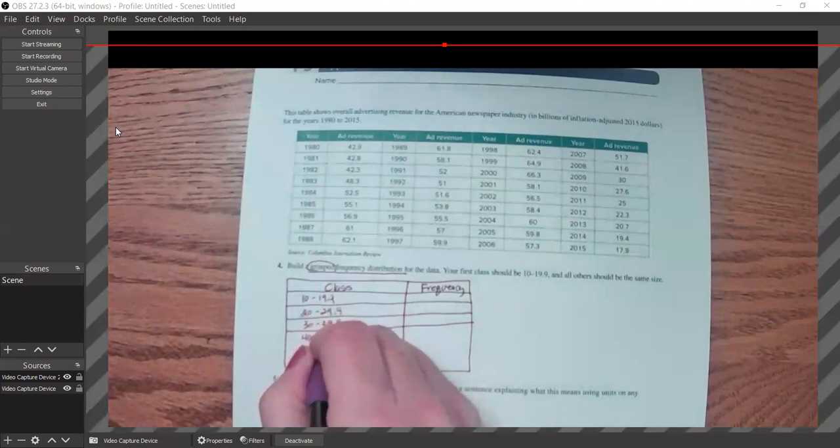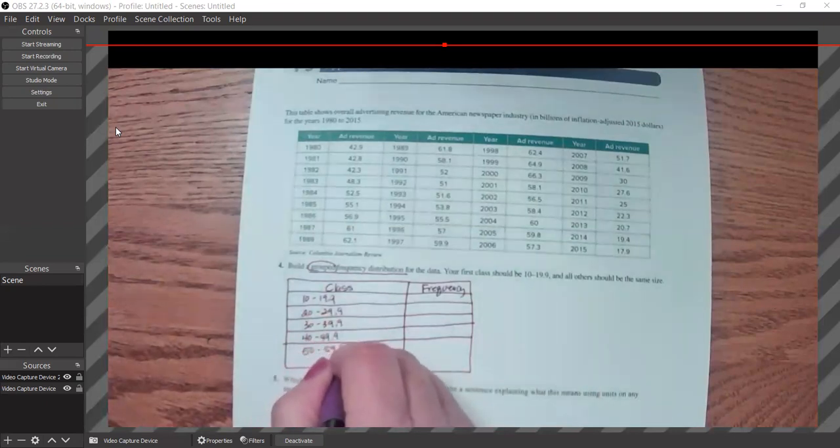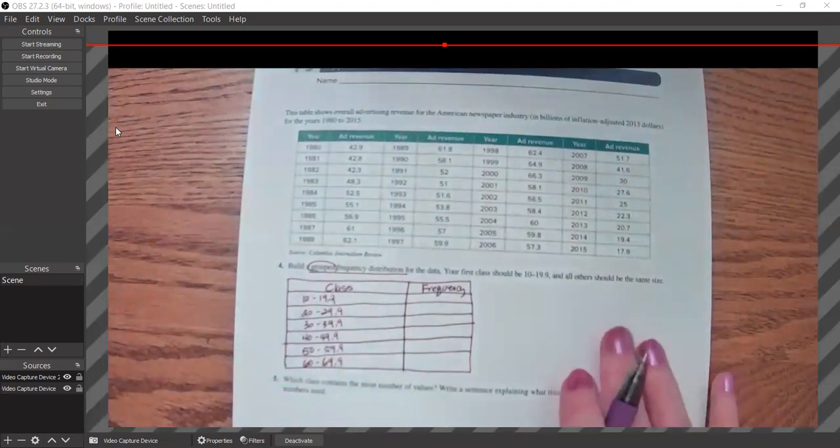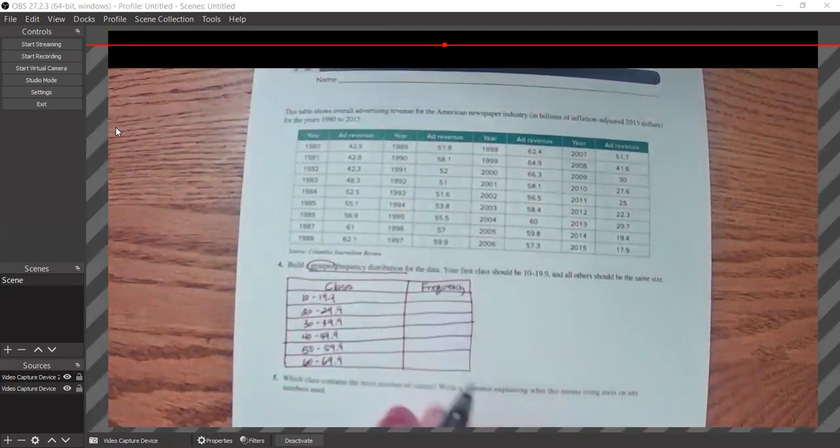So this is going to be the teen billions, the 20 billions, the 30 billions. Here we have the 40 billions. And from 50 to 59.9, here we're going to have the 50 billions. And then 60 to 69.9 billion. So just like before, we want to tally our answers over here and then just put our final results in our grouped frequency distribution.